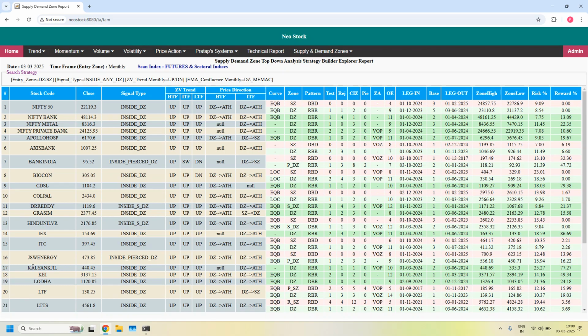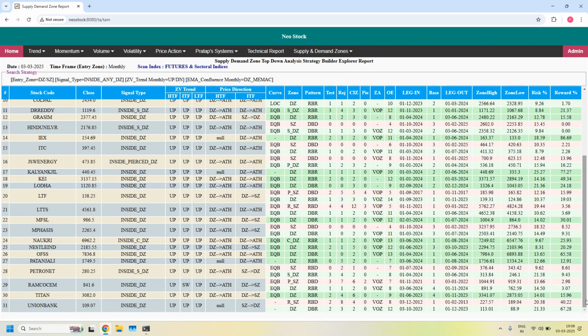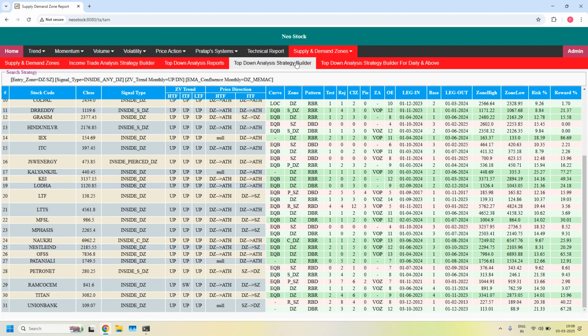With these filters, now the list is reduced. The first 21 stocks in the list, all these monthly demand zones are having monthly EMA confluence. That is what you are seeing in the search filter. Let me scroll the list down. So total 31 stocks are filtered. Okay, this is about the monthly time frame, monthly demand zones.